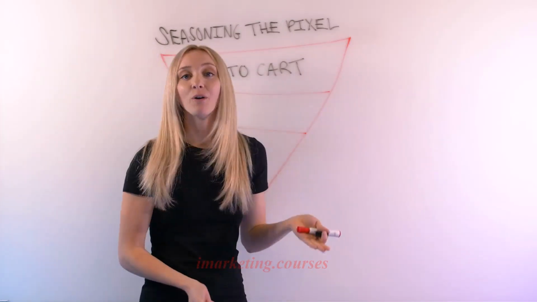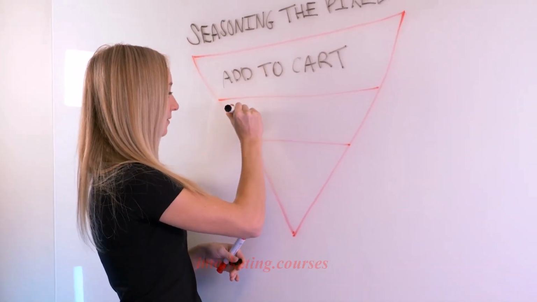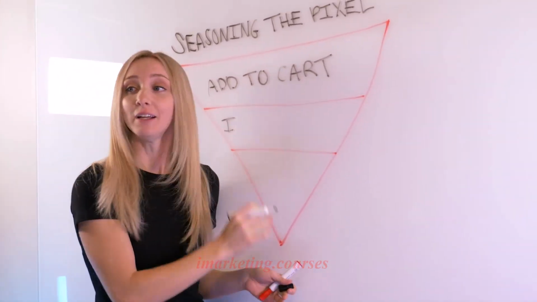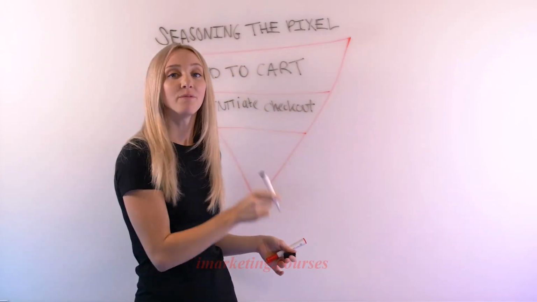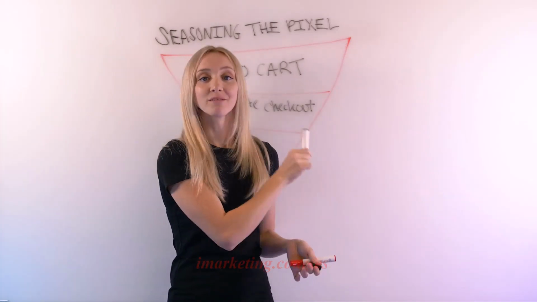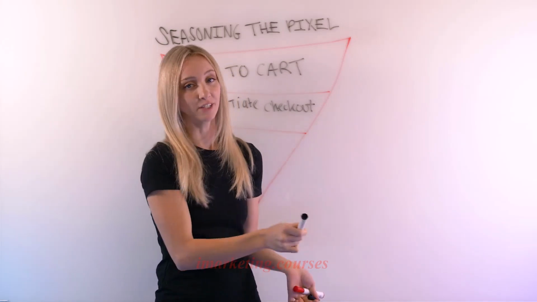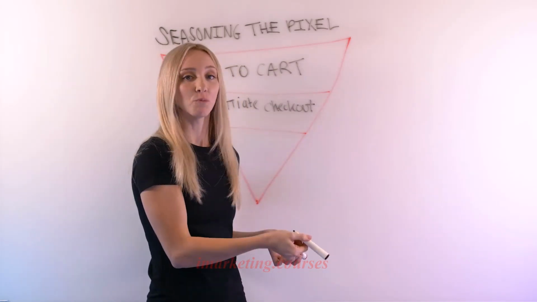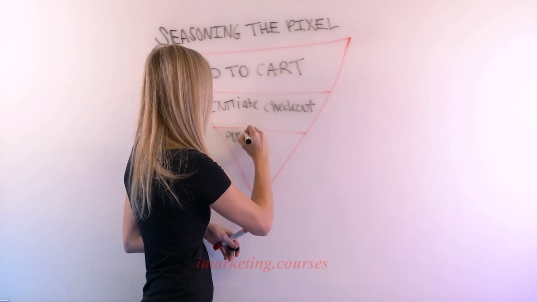The next event that I'll optimize for is initiate checkout. So as you can see, I'm going lower and lower down the funnel, ultimately to purchase. So once I've properly seasoned the pixel towards add to cart, then I'm going to try optimizing for initiate checkout and see if I can get better results optimizing for initiate checkout. And then once I season the pixel for initiate checkout, then I optimize ultimately for purchase.